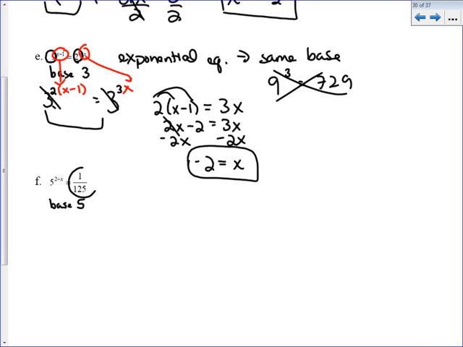I don't need to rewrite the left side, since I've got a base of 5. How could I rewrite 1 over 125? Well, if it's a fraction, what's true about the exponent? Negative. 5 to the negative third. After you've decided it's a negative exponent, you're really just focusing on 125 is 5 to what power? To the third. So it's going to be 5 to the negative third for our fraction.